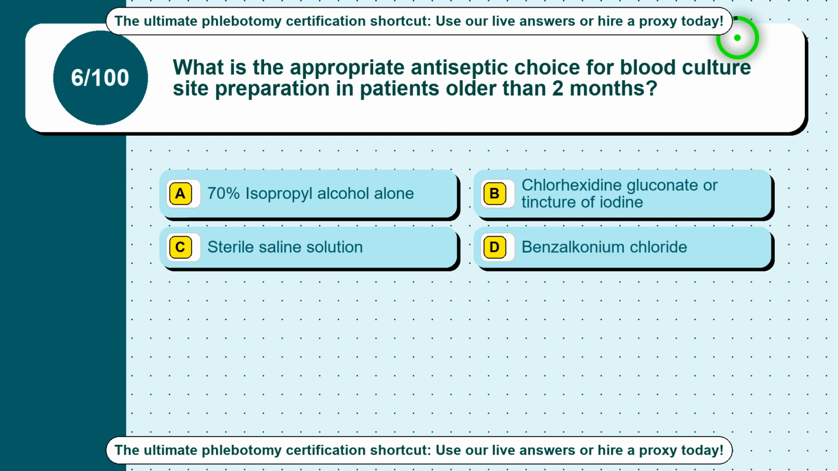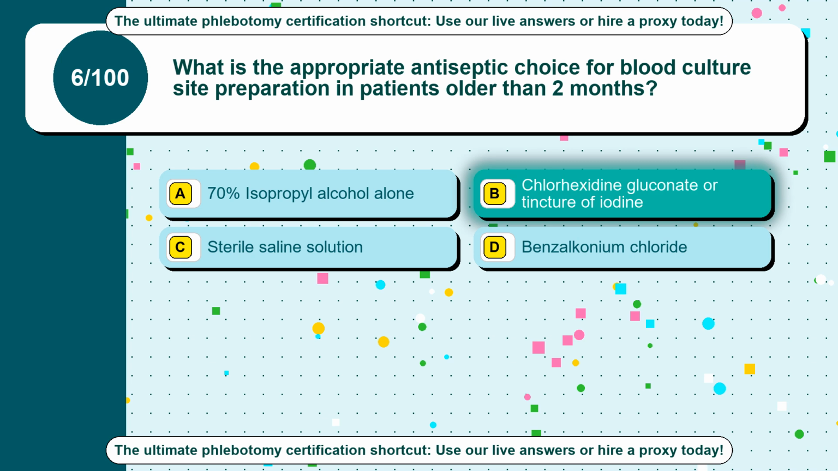Question 6. What is the appropriate antiseptic choice for blood culture site preparation in patients older than 2 months? Option A. 70% isopropyl alcohol alone. Option B. Chlorhexidine gluconate or tincture of iodine. Option C. Sterile saline solution. Option D. Benzalkonium chloride. The correct answer is option B.